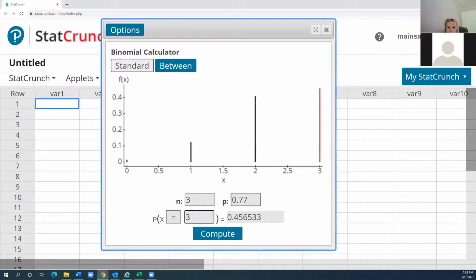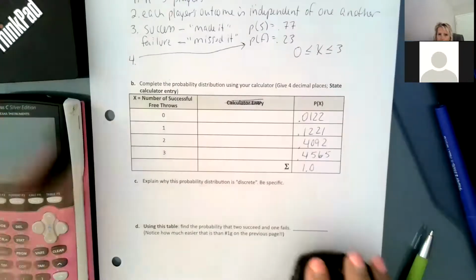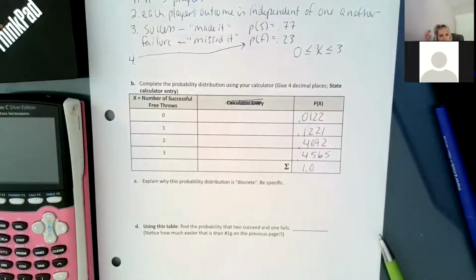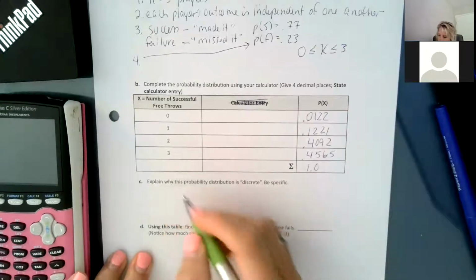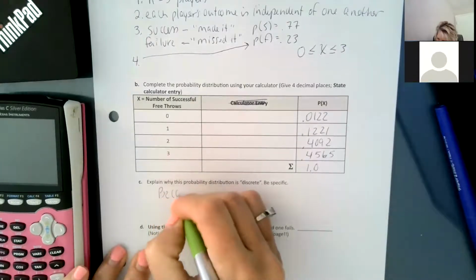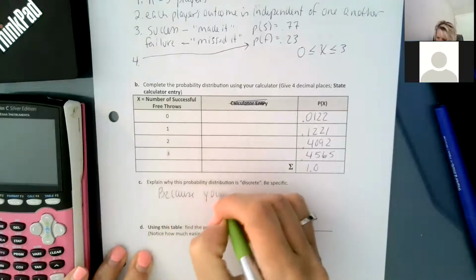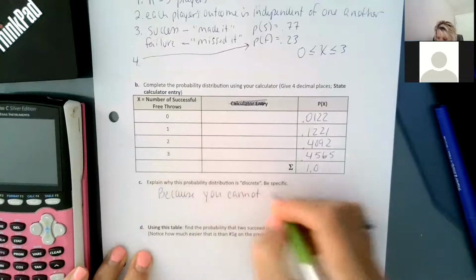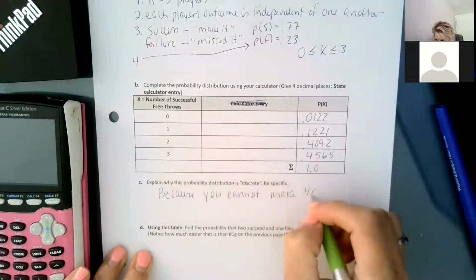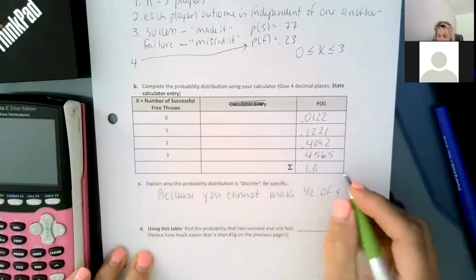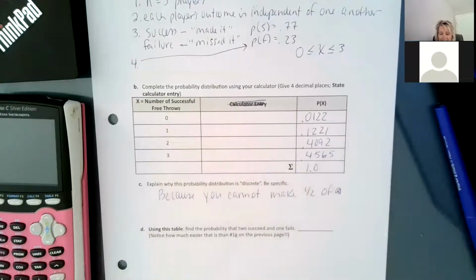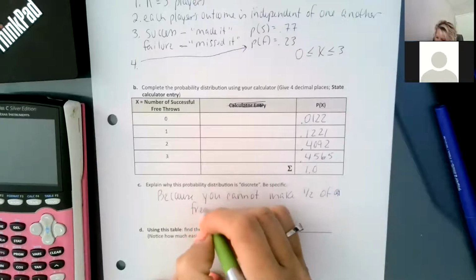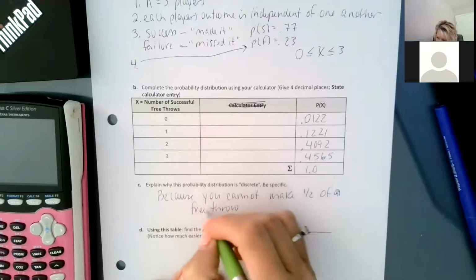Okay. So let's go back to our paper here. So letter C says, explain why this probability is discrete, be specific. And that is because you cannot make half of a free throw. I mean, you can, but it doesn't count, right? It counts as a miss. So that is why it's discrete.